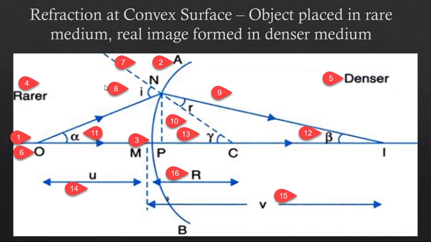Let us discuss refraction at a convex surface. Here the object is placed in the rarer medium and the real image is formed in the denser medium.